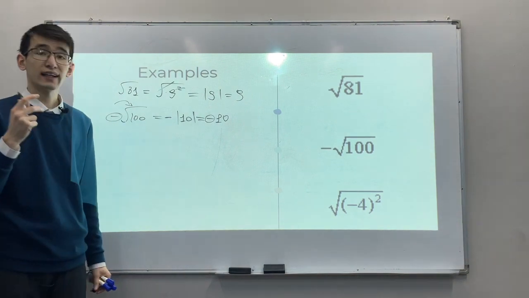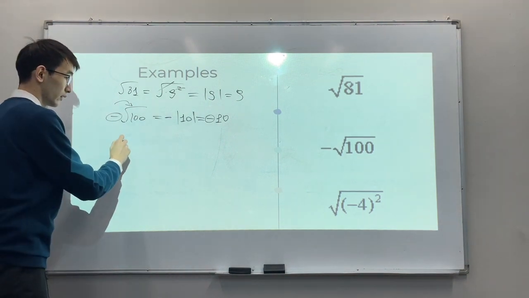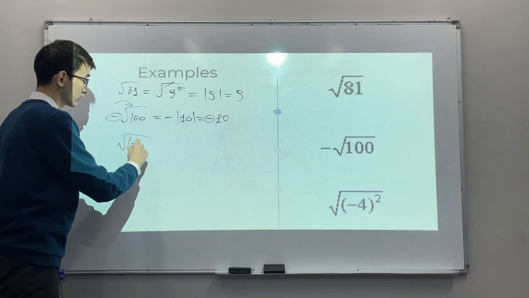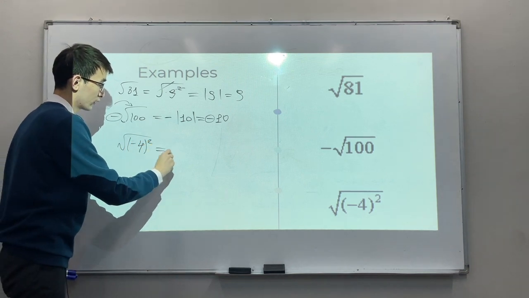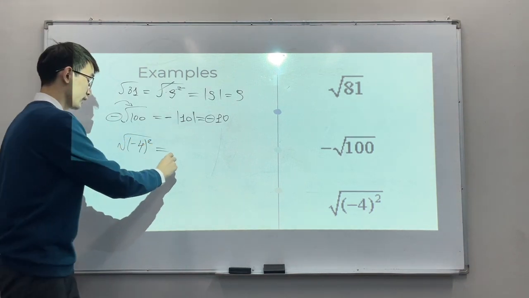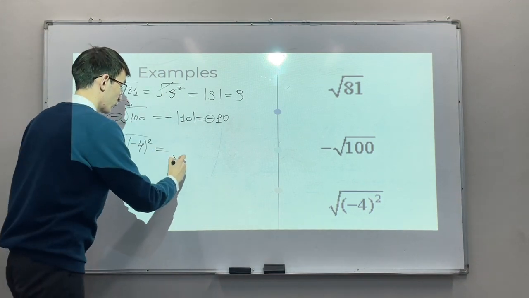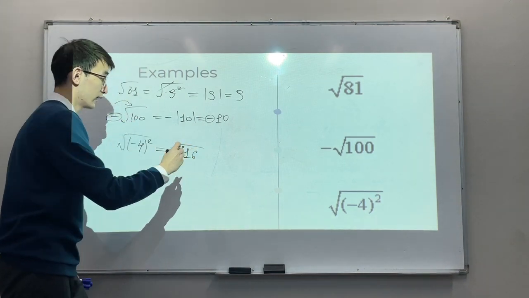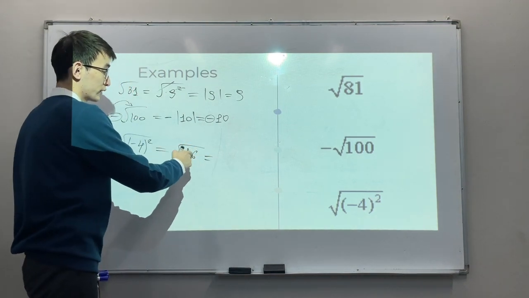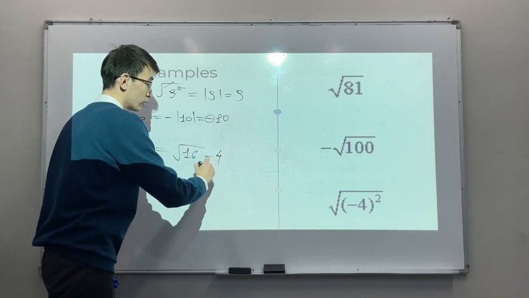The last example is the square root of minus 4 squared, which is equal to the square root of 16, and the square root of 16 is equal to 4.